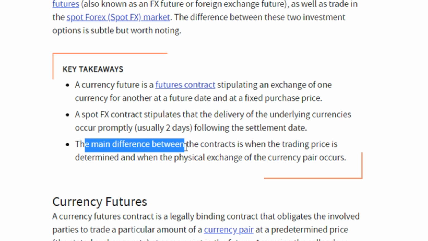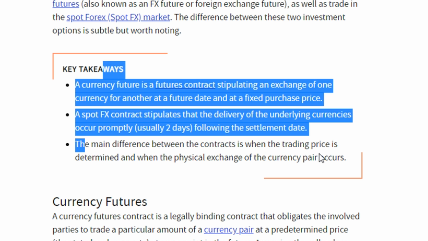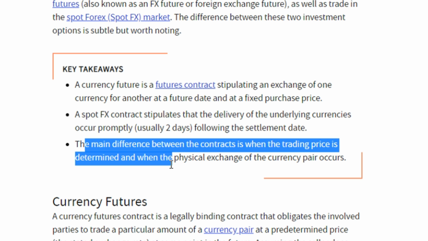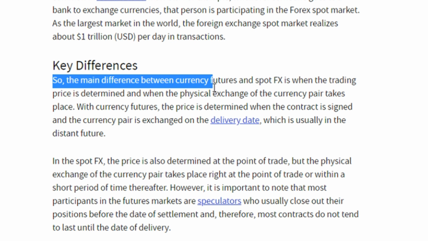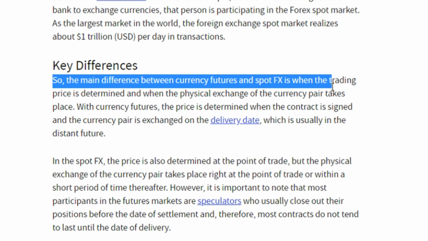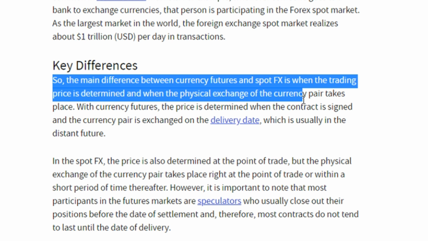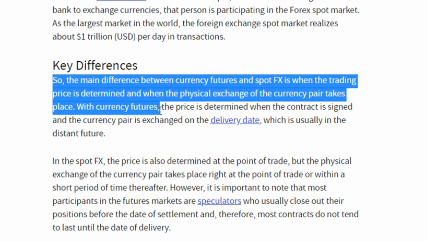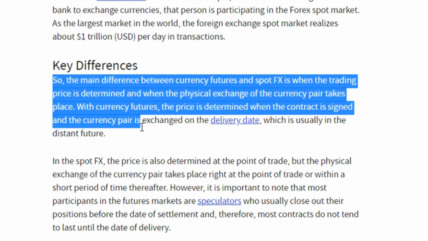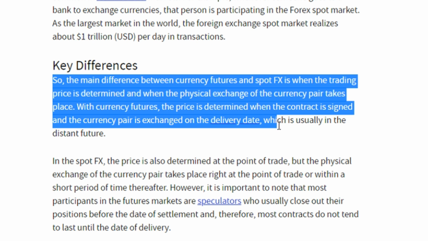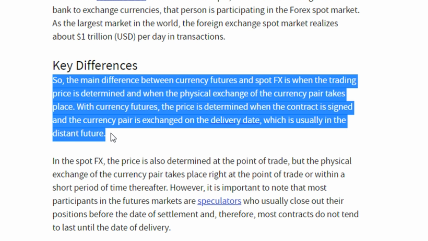The main differences between the contracts is when the trading price is determined and when the physical exchange of the currency pair occurs. So the main differences between currency futures and spot FX is when trading price is determined and when the physical exchange of the currency pairs takes place. With currency futures, the price is determined when the contract is signed and currency pair is exchanged on the delivery date, which is usually in the distant future.